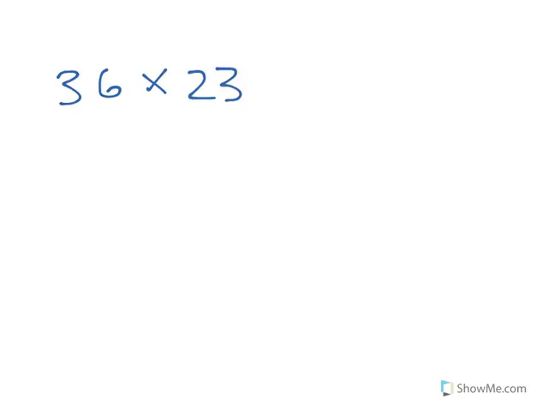Lattice multiplication. This is a method that a lot of people are not familiar with, but it is something very useful for a lot of students who are visual learners. So let's look at how we set this up. Normally with 36 times 23 you do the traditional algorithm, which would be this, and you multiply it out. But instead we're going to change the way it's set up.